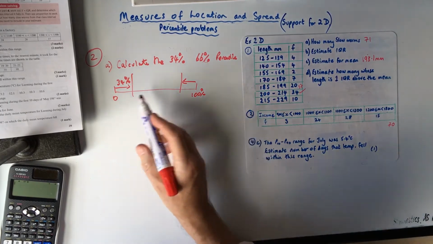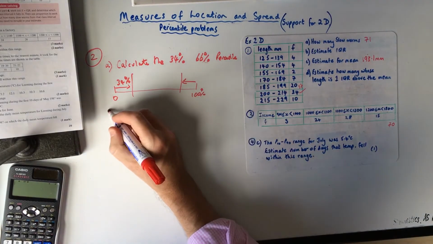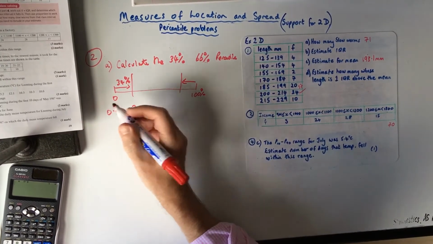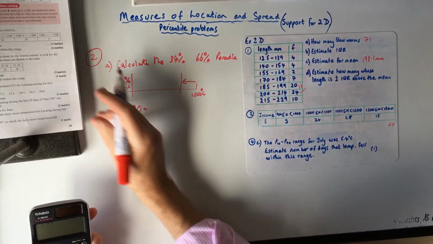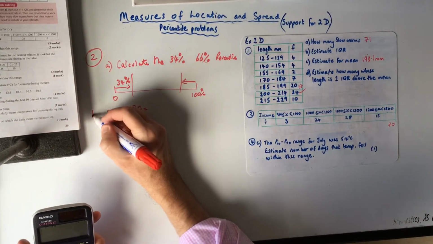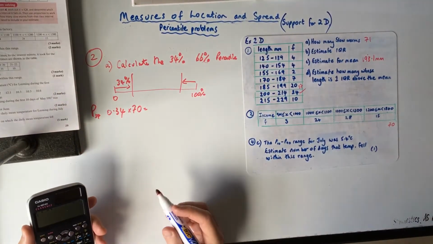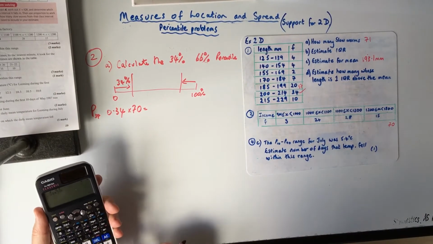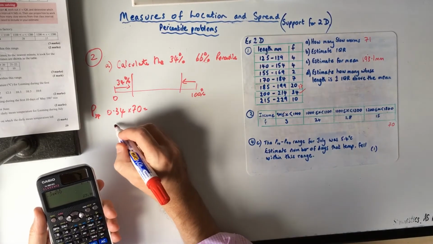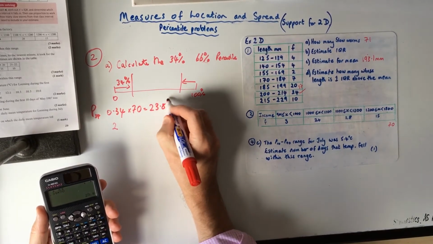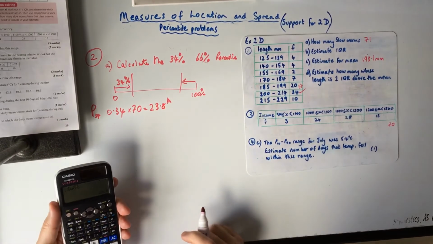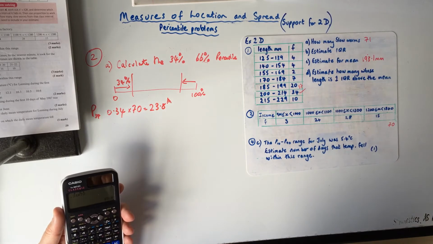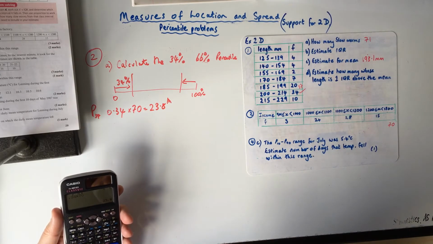So the 34th percentile. We just go 0.34. That's how you find 34% of 70. And remember what I said: we don't call it Q1, we call it P34 for the 34th percentile. So 0.34 times 70 is equal to 23.8. That's the 23.8th person.